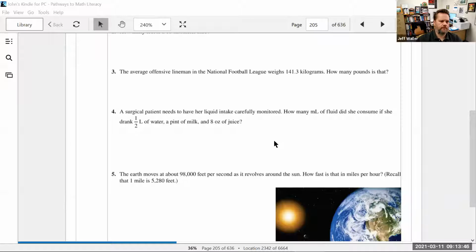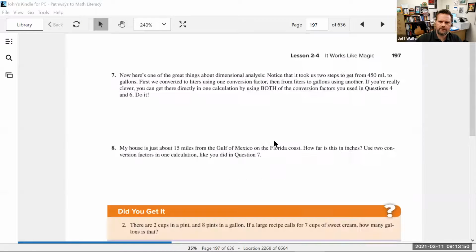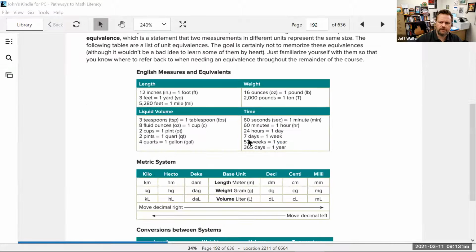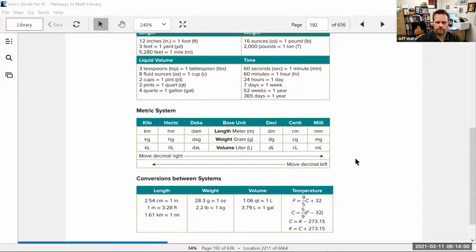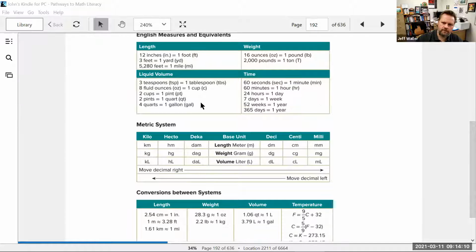Yep. So if I were you, if you're able to, I would have this page, page 192, printed out, sitting next to me. There's a conversion chart sitting next to me, and then you can see where to go. Liters to milliliters is just a King Henry thing, right?